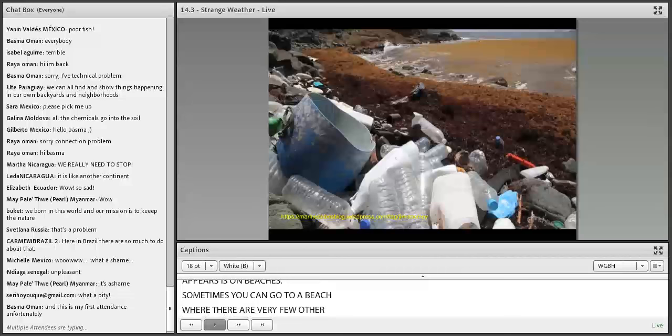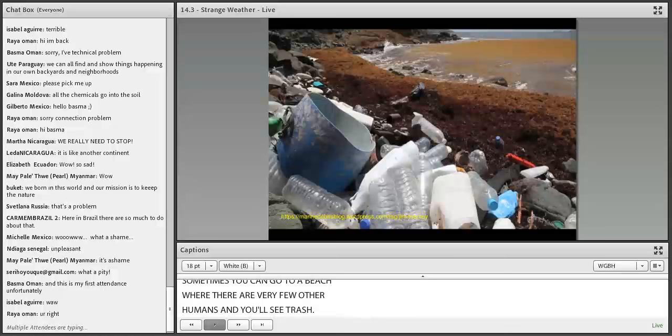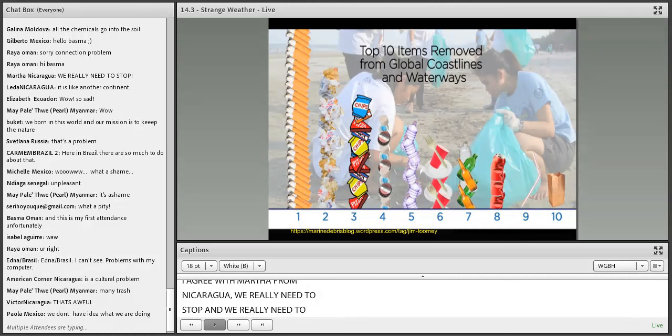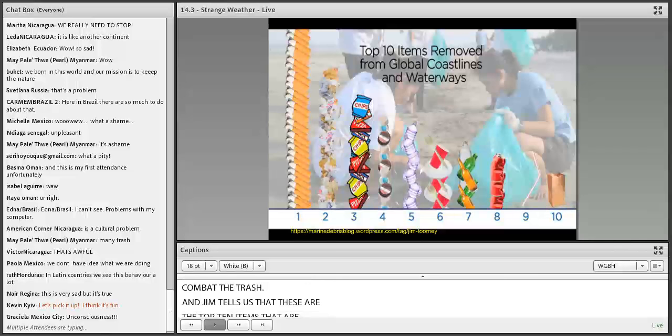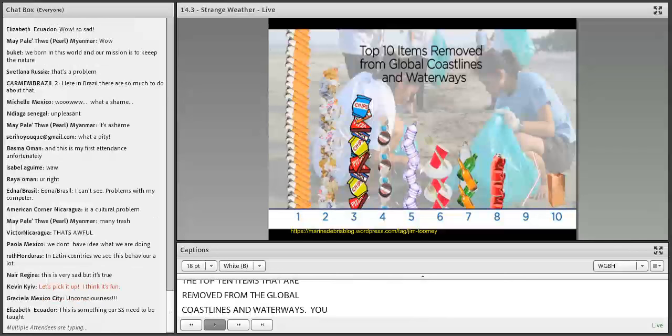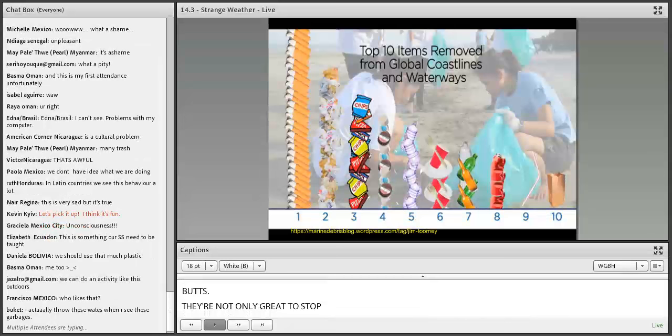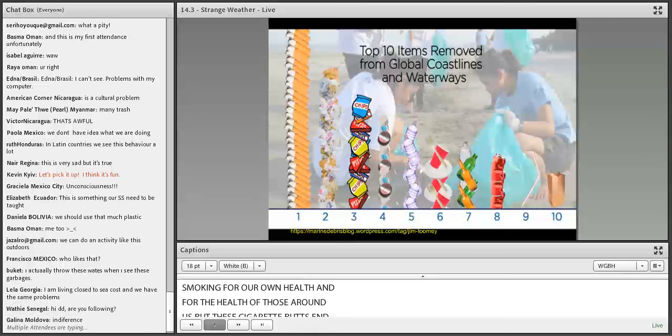So I agree with Martha from Nicaragua. We really need to stop, and we really need to educate ourselves on how to combat this trash. And Jim Toomey tells us that these are the top 10 items that are removed from the global coastlines and waterways. You can see number one is cigarette butts. So not only is it great to stop smoking for our own health, and for the health of those around us, but these cigarette butts end up in the stomachs of seabirds, seafowl, because they believe it's something they can eat, and then they die from this.